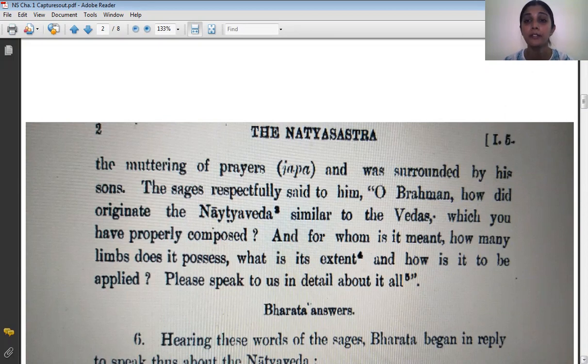For whom is it meant? How many limbs, means how many chapters, does it possess? What is its extent? How much does it cover? And how is it to be applied? The sons or the shishyas, we may call them, were very keen to know how Bharat Muni composed such an extensive, such a comprehensive text.